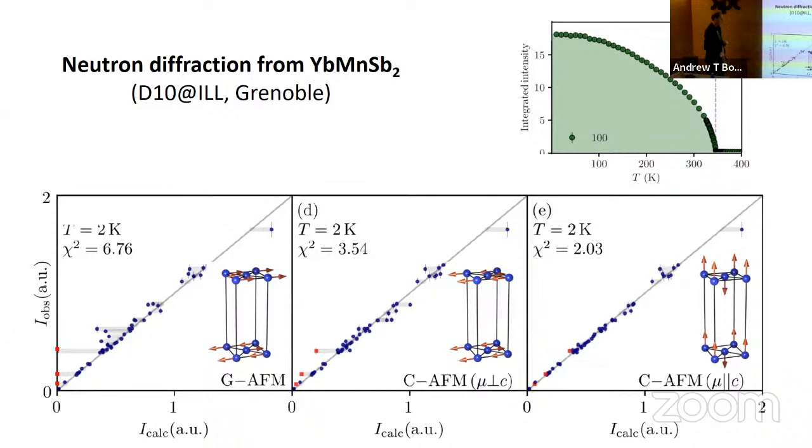And you can see that this doesn't fit at all. This doesn't fit very well, but this fits pretty well. So this is actually the correct structure for that compound. It's called a C-type antiferromagnet with the spins along the C-axis. That's how you do the experiment.